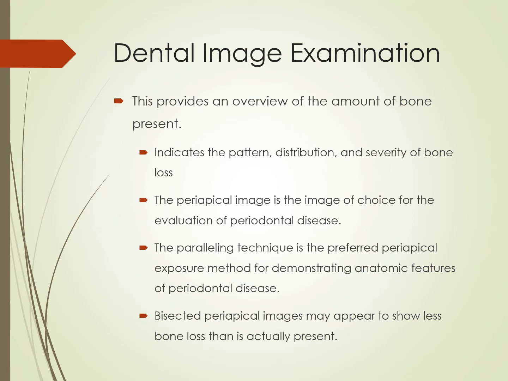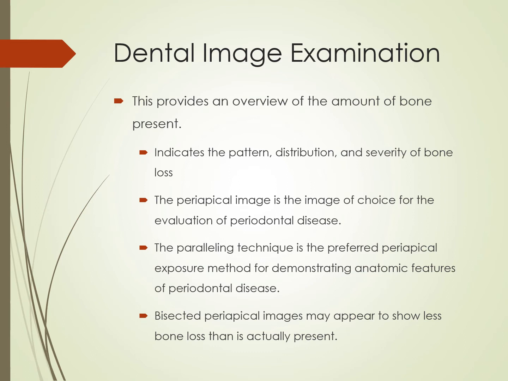Okay, so it provides an overview of the amount of bone present. It's going to indicate the pattern, the distribution, and the severity of bone loss. The periapical image is the image of choice for the evaluation of periodontal disease. There is a reason your book says this. There is a reason that I don't always agree with that, and that's okay. The paralleling technique, we're just gonna talk about what the book says first, and then when we get to this next section, we'll talk about why your book says this, and we'll talk about the value that it has.